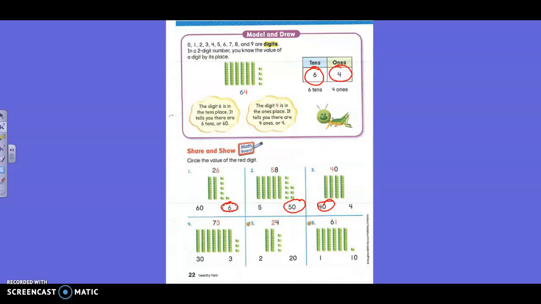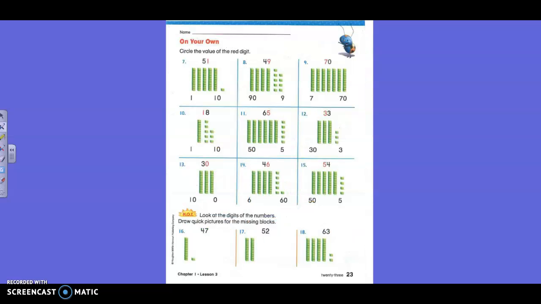I'm going to let you do number 4, 5, and 6 with a partner. And then after your partners are done, I will check it. You guys are going to raise your hand. I will check it. And then you're going to do on your own at least to 15. And then we will do the hot problem together.